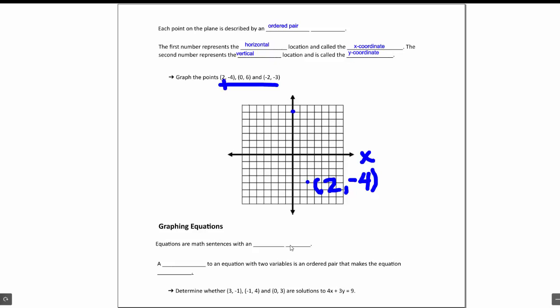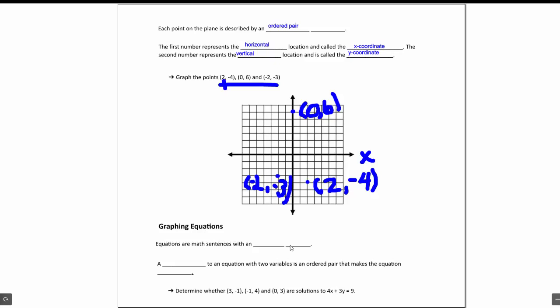There's our second point. And then (-2, -3). 2 to the left, because that's our first coordinate. -3 is right down here. And again, I would label these. And in fact, if you are taking a written test or quiz and you don't label, if you just put dots there, you're going to get some points taken off because you really haven't shown me what that point is. So just get in the habit of labeling your points.